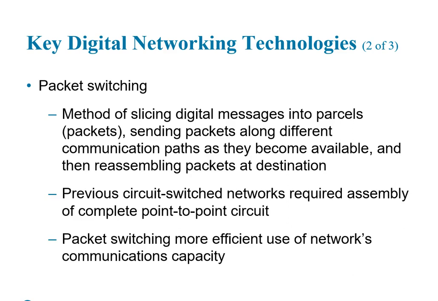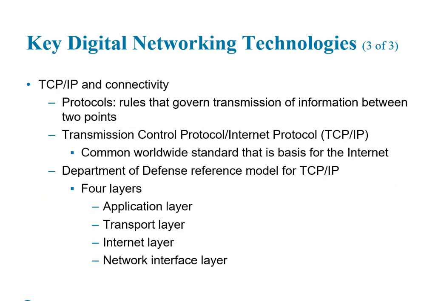Okay, so now packet switching is basically the method of slicing digital messages into parcels called packets, sending the packets along different communication paths as they become available, and then reassembling the packets once they arrive at their destination. It just makes efficient use of communication capacity of a network. Now, the third main networking technology in use today is TCP/IP.